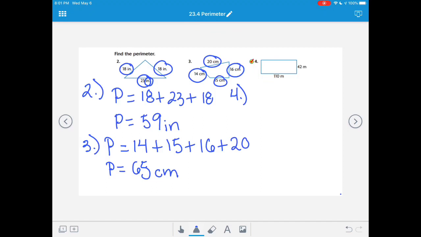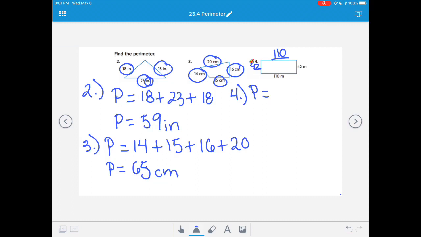All right, number 4 is a great example of why we wrote down the formula for a rectangle. For the perimeter is all the side lengths put together. However, in this rectangle, it does not tell me what the other 2 sides are. I have this side, it doesn't tell me, and this side, it doesn't tell me. However, because it's a rectangle, I know that whatever the width is on one side, it's the same width on the other side. And the same thing with the length. Whatever the length on one side, it's going to be the same on the other side.